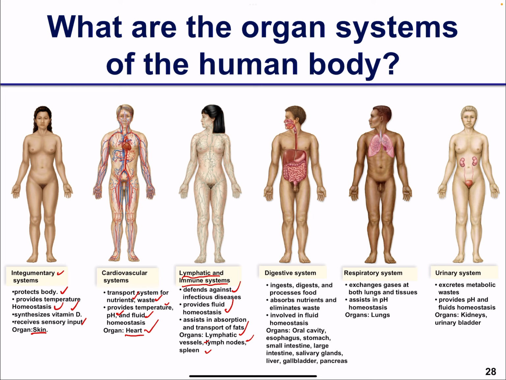How about the digestive system? Its job is going to be to ingest food, digest that food, and process that food. Then nutrients are going to be absorbed. Waste is going to be eliminated. It is also going to be involved in maintaining a fluid balance in the body. As part of the digestive system, we're going to have the mouth, the esophagus, the stomach, the small intestine, large intestine, salivary glands, the liver, the gallbladder, the pancreas.